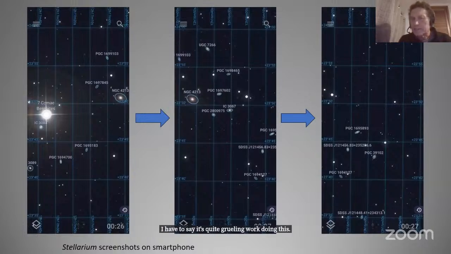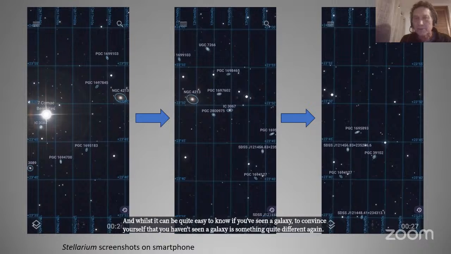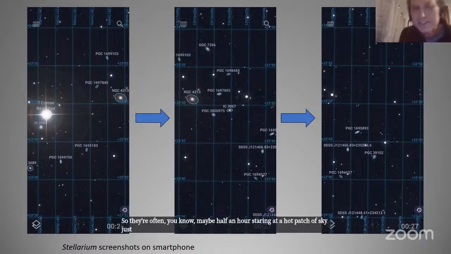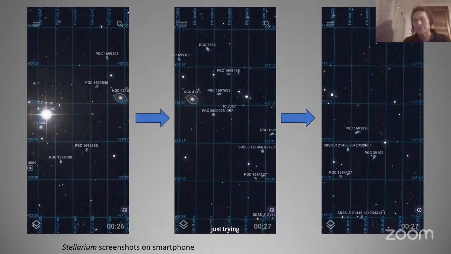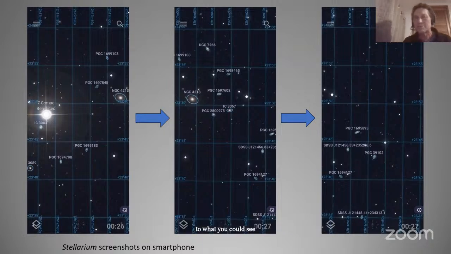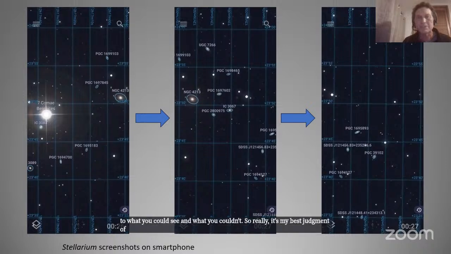It's star hopping using stars at the absolute limit of vision. Whilst it can be quite easy to know if you've seen a galaxy, to convince yourself that you haven't seen a galaxy is something quite different again. Often it's maybe half an hour staring at a patch of sky, just trying to see whether there was any glimmer of detection. And your brain starts to do funny things on you. You start to see little flashes of light, and you're not sure whether you did see something or not. So there's almost a psychological aspect to this, as to what you could see and what you couldn't. Really, it's my best judgment of what I could see in this process.